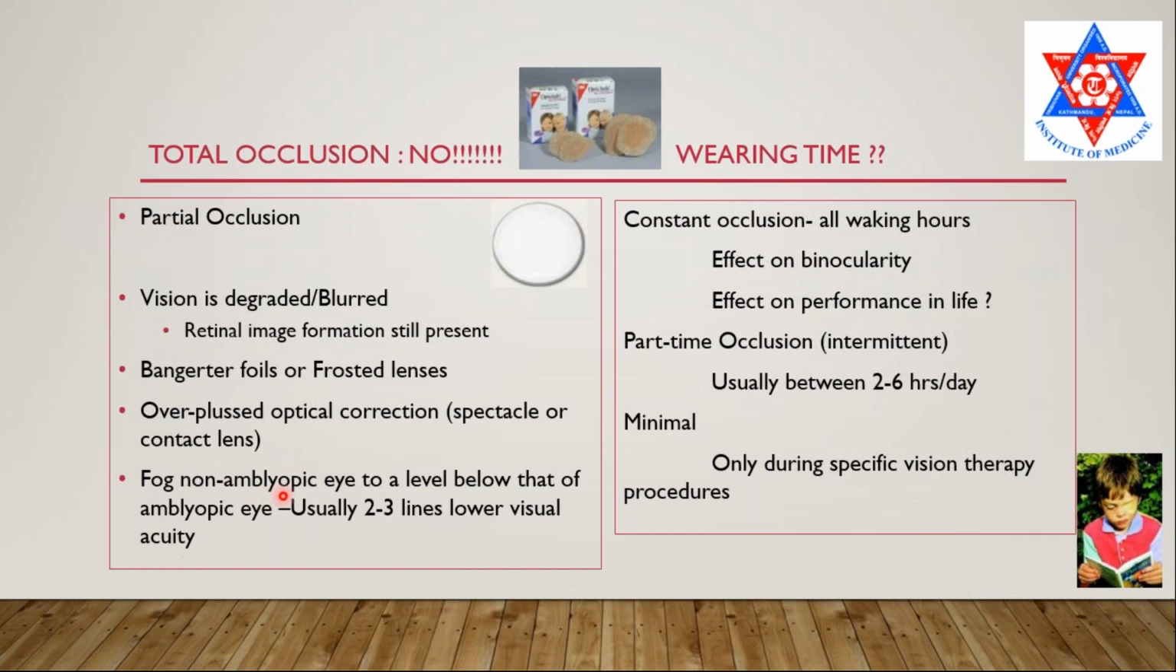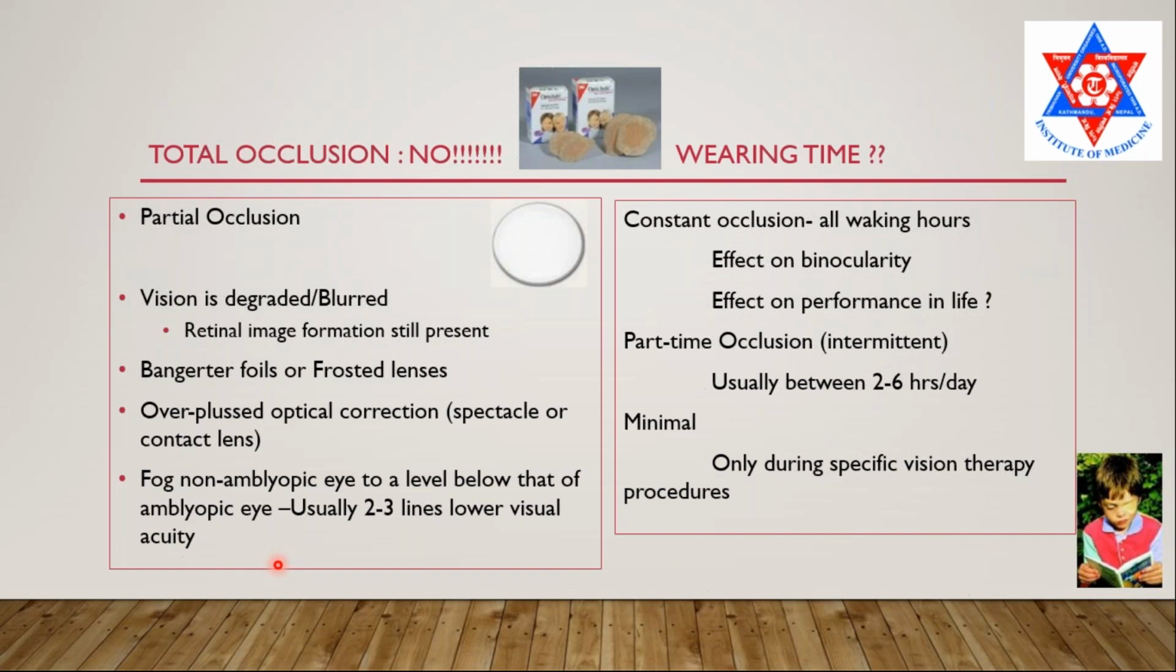So for the non-amblyopic eye, we reduce to a level below that of the amblyopic eye, usually 2 lines lower in visual acuity, because incorporating especially a +1 prescription degrades the visual acuity of the good eye to about 6/9, and I hope the child will not have much more difficulty in incorporating that prescription.